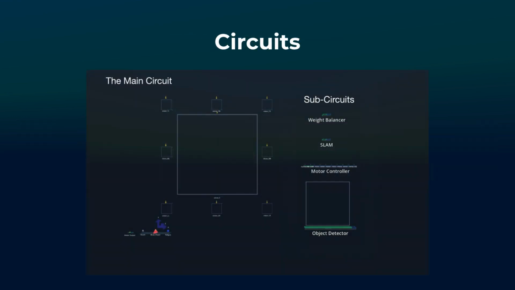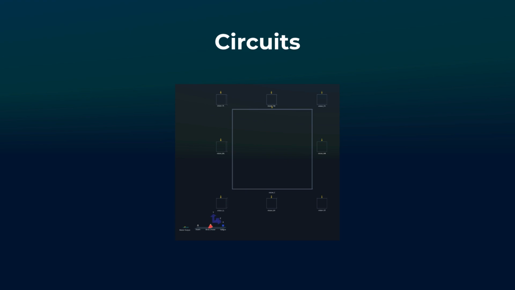Each FEAGI brain consists of a main circuit and additional subcircuits. A circuit is a collection of cortical areas and the cortical mappings connecting them together. The main circuit is the first thing you see when launching the Brain Visualizer. This is where all the input and output cortical areas are located. In other words, this is your peripheral nervous system, where your FEAGI brain interfaces with the outside world.